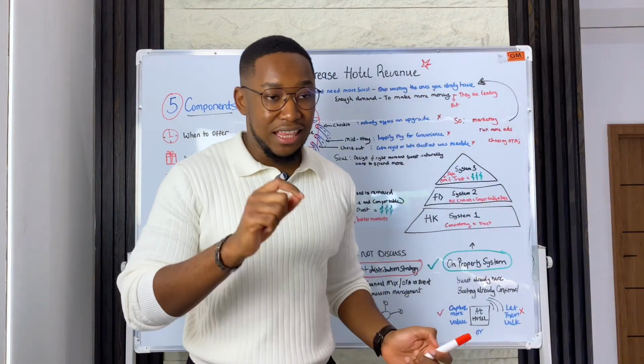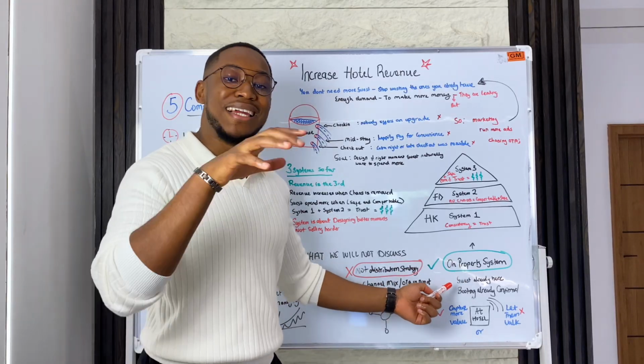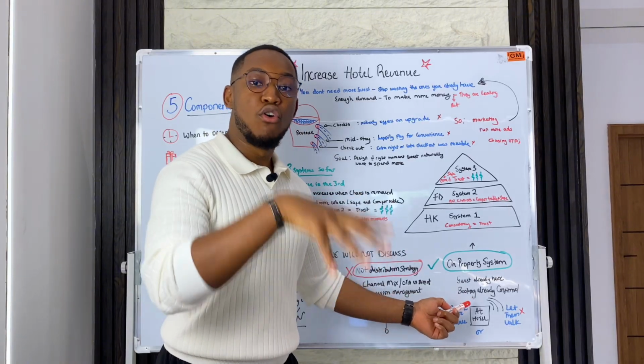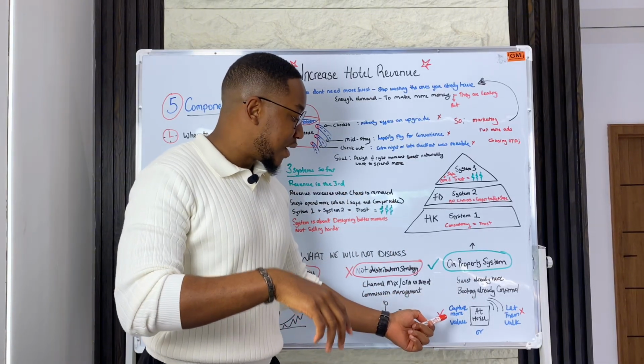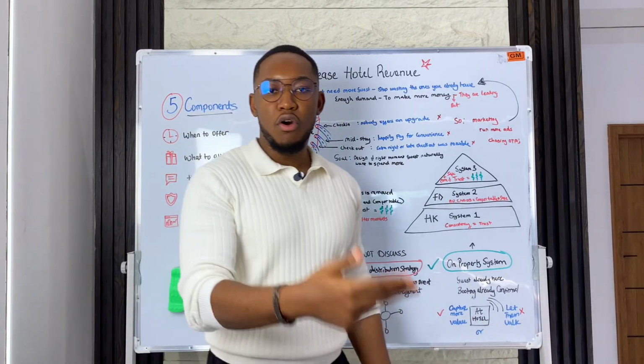What we'll be addressing in this video is going to be the on-property system. And what that is, is just guests that are already on property. How do we generate more revenue from those guests, right? Basically, how do we capture more value rather than just letting them walk away?